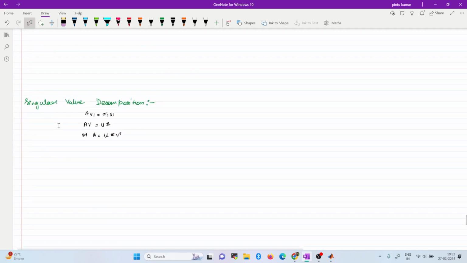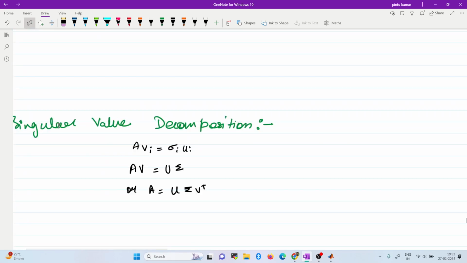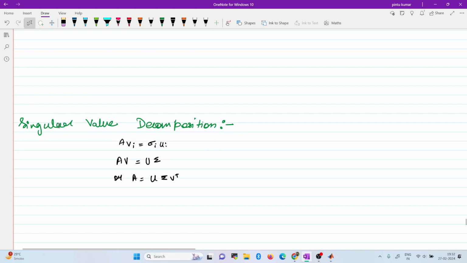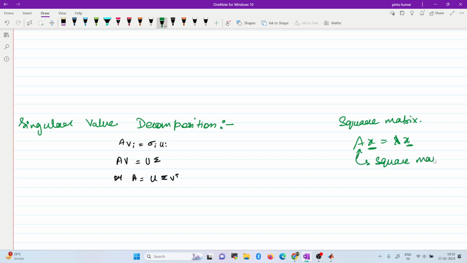I'll come to whatever is written over there later on. Another motivation is when you had eigenvalues. First of all, eigenvalues are only defined for square matrices, right? Because if you want Ax to be lambda x, then the input and the output dimension of this linear transformation A should be the same. So your A should be a square matrix. Now what happens to rectangular matrices? We have a lot of rectangular matrices in practice. What can be done to them?